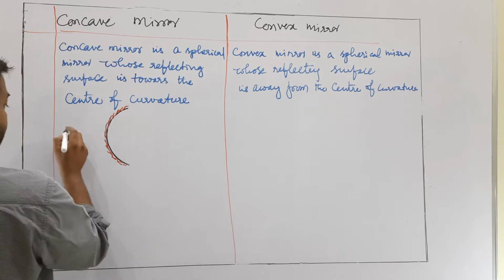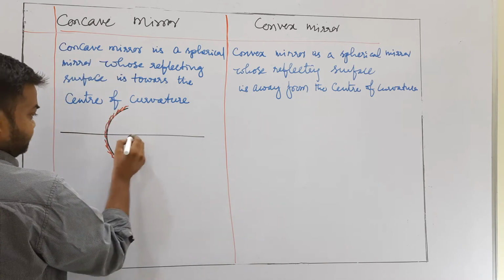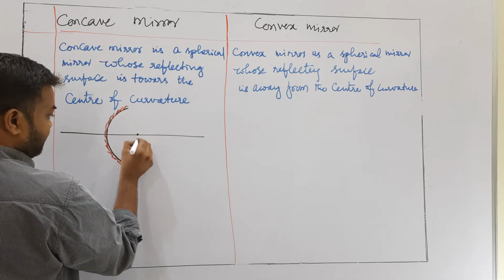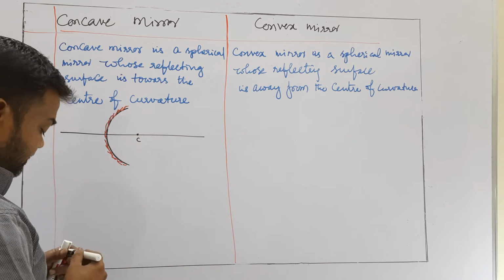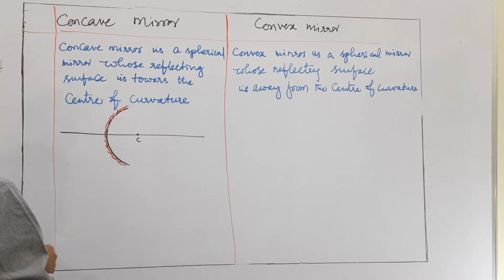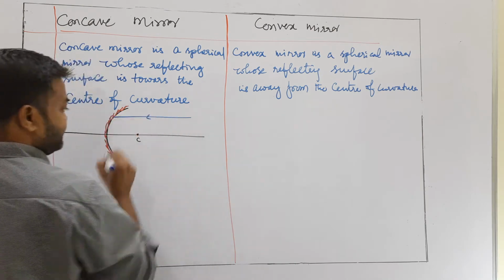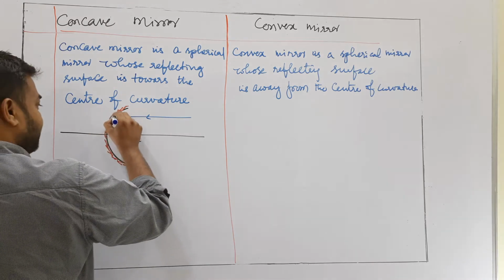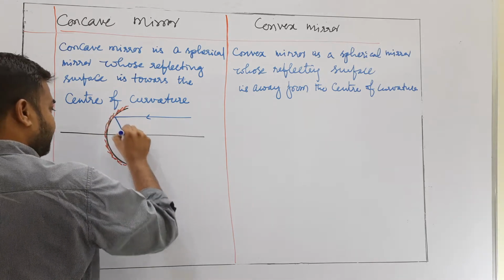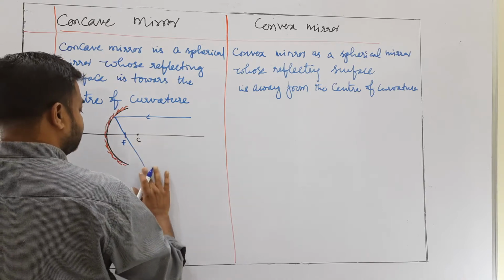And here we have the pole, and this we can call the center of curvature. Pole and center of curvature. Suppose when a light ray is incident like this, it will reflect and finally it falls at the focus like this.